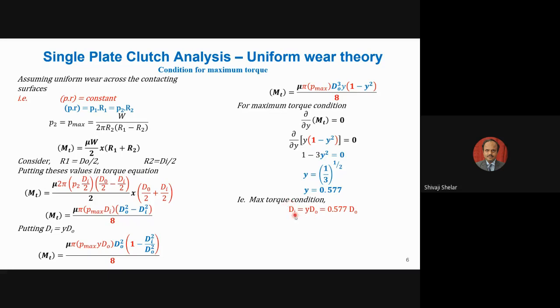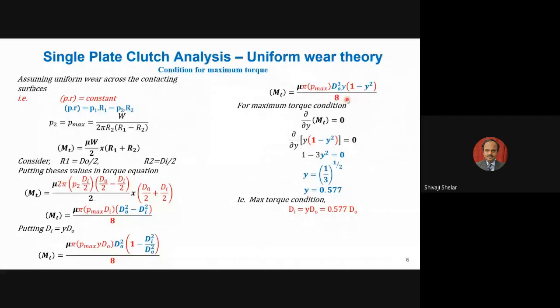There may be chances there is no friction lining and your inside radius is equal to outside radius. So di by do may become equal to 1. So when you vary this y value from 0 to 1, this torque carrying capacity is going to change.